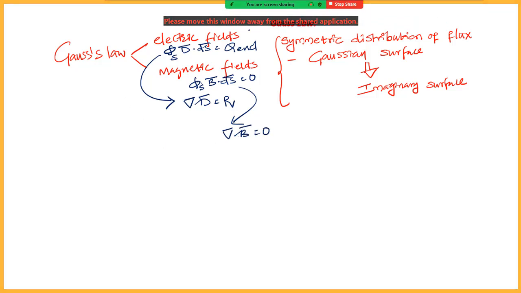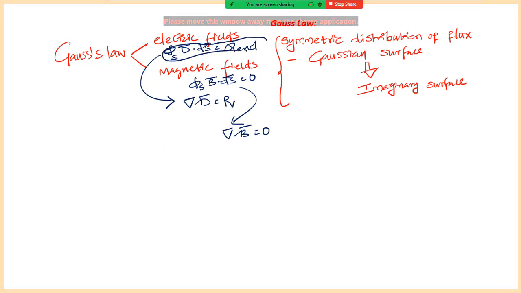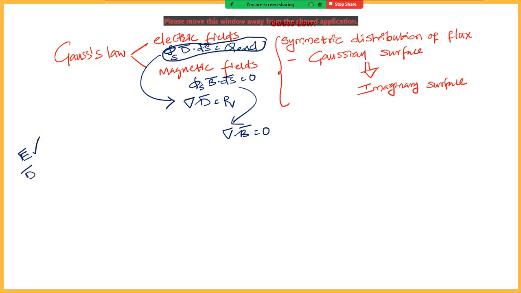Now we are going to deal with this particular Gauss law for the electric fields first. We have dealt with E bar till now, now we are going to see D bar. E bar is electric field intensity, D bar is electric flux density. That means electric flux per area. That is electric flux density.